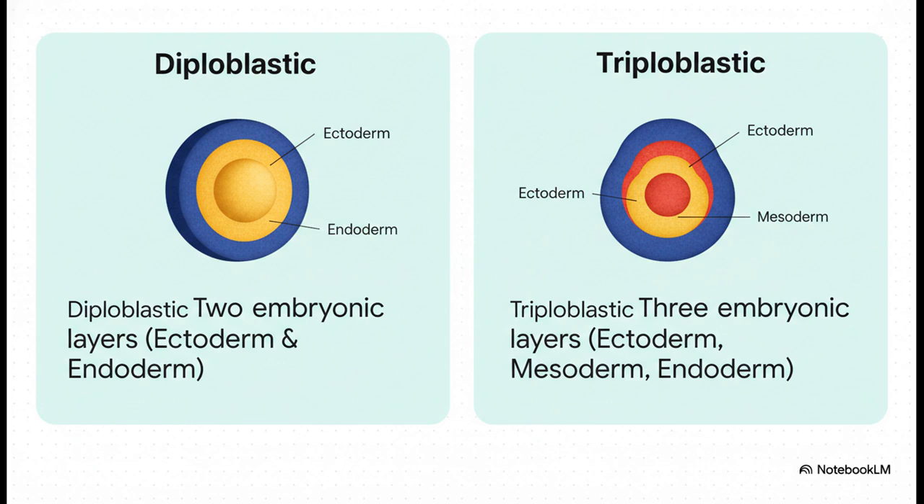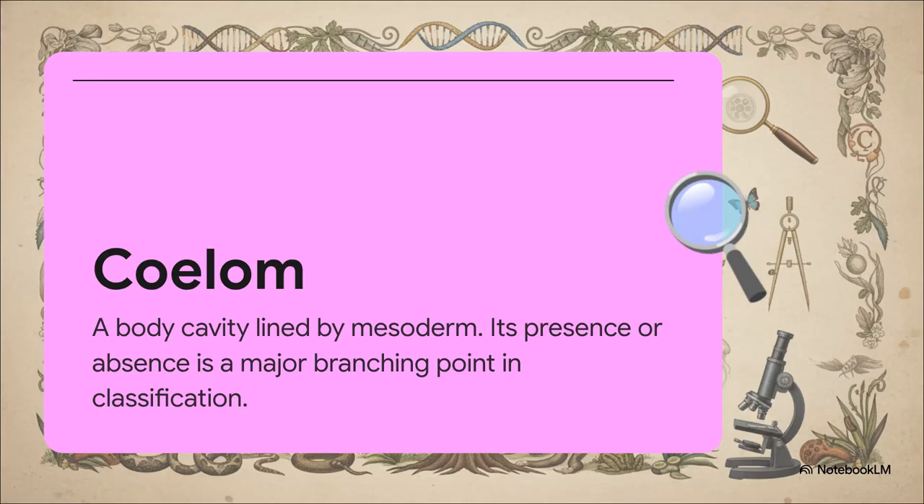And that mesoderm, that's the magic ingredient. It's what gives rise to all the complex stuff, like organs, powerful muscles, and even bone. And that middle layer, the mesoderm, makes another crucial feature possible, something called the coelom. Basically, it's a fluid-filled cavity inside the body. Think of it like a protective cushion for all the internal organs. It gives them room to grow and move and do their jobs without being squished by the body wall.